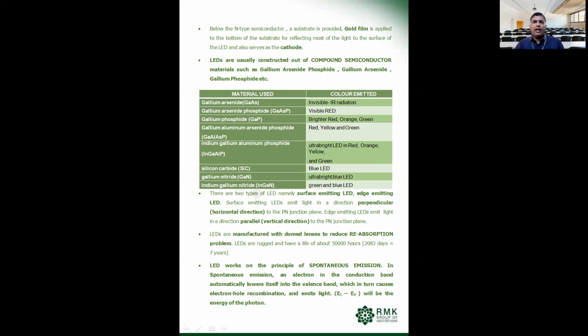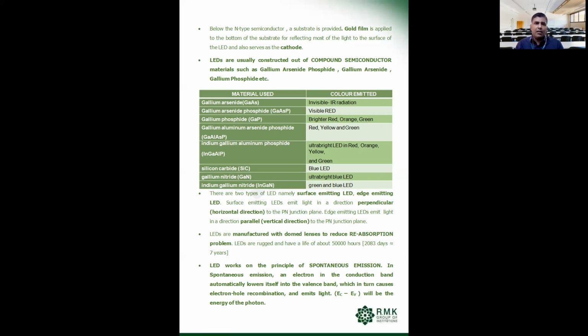Okay, and because when charge recombination happens, it emits the energy in the form of photons or light, and that light color depends upon the kind of compound material we'll be using. Basically, compound semiconductor materials such as gallium arsenide phosphide, gallium arsenide, and gallium phosphide will create different colors.